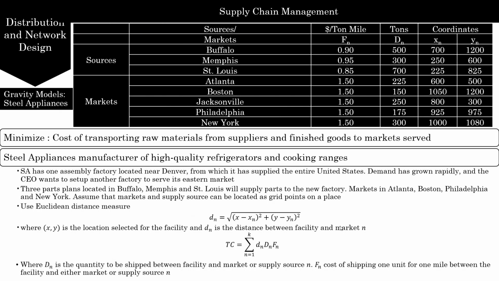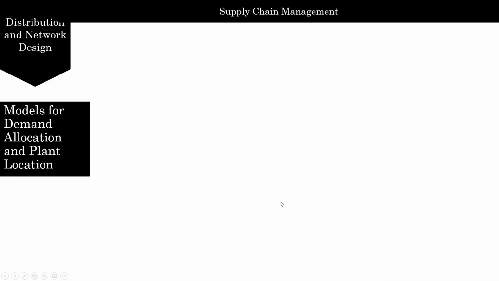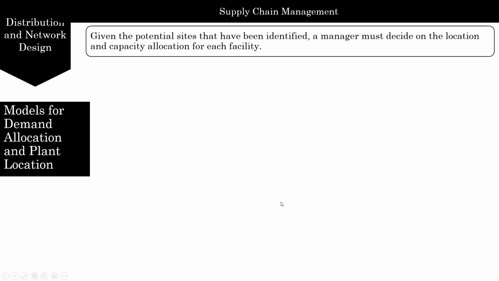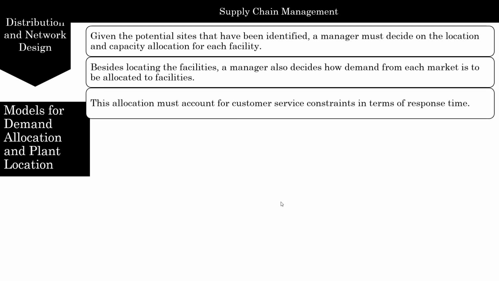So that takes care of the gravity location model. So now let's look at the last model, which is both demand allocation and plant location models. Now this is essentially after the potential sites have been identified. A manager must decide on the location and capacity allocation for each facility. Now, besides locating the facilities, a manager also decides how demand from each market is to be allocated. And this allocation must account for customer service constraints and response times, etc.